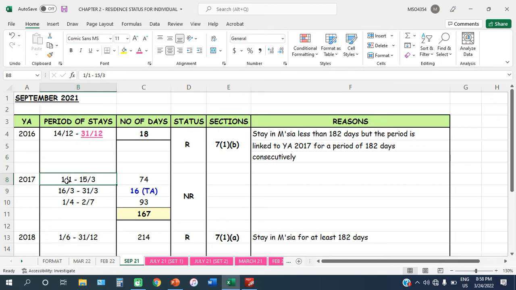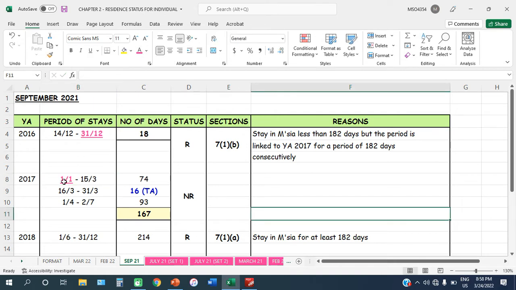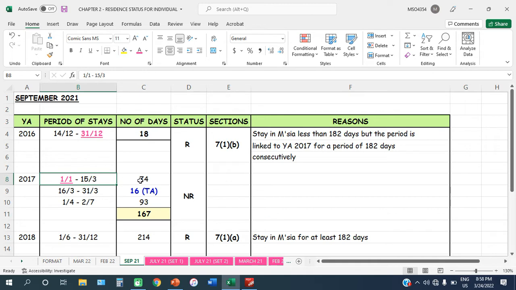1st January. Do we have 1st January? Yes, we do have 1st January. Let's say that 1st January is missing. Look at the reason why. Is it TA or not? Here 1st January until 15 March, we got 74 days. So not enough, right? Because I need 182. What should we do? You go down, second row here. Make sure the period is consecutive, guys. Here 15 March, when you go down here, 16 March. So consecutive, there is no missing date. We proceed.